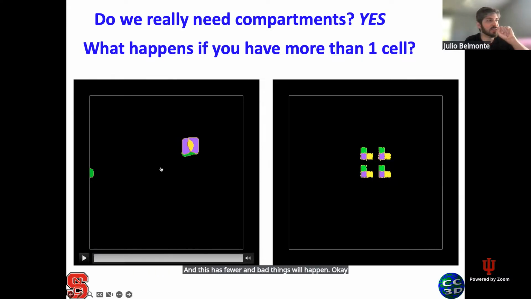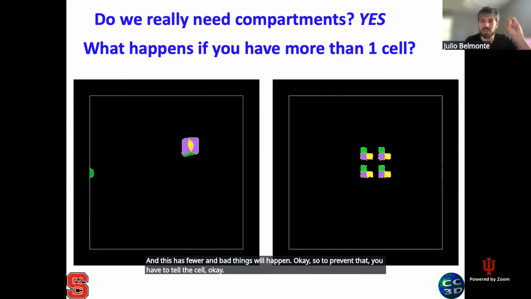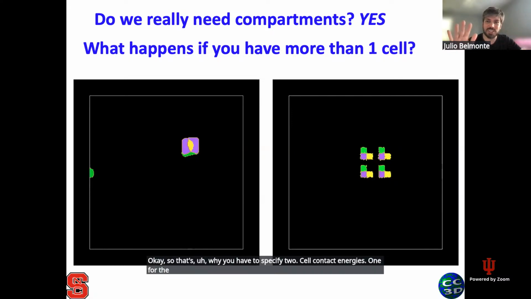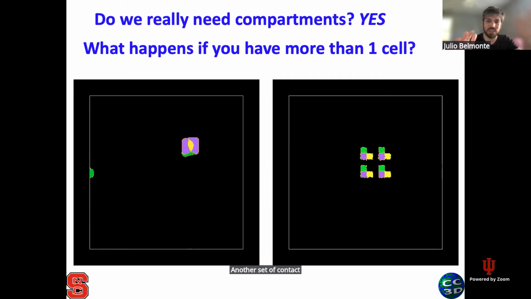Okay. So to prevent that, you have to tell the cell, this nucleus belongs to this cell, this cytoplasm belongs to this cell, and this lamellipodium belongs to this cell and not the other. Otherwise, you're going to mix. So that's why you have to specify two cell contact energies, one for the compartments that belong to the same cell, and another set of contact energies for the compartments that belong to different cells.